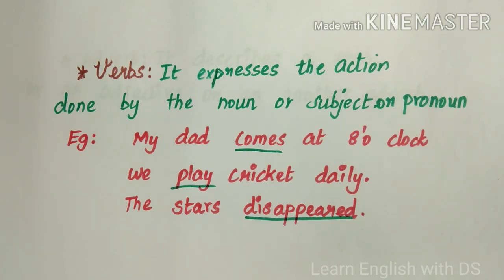The next part is verbs. Verbs are called action words. They express the action done by the noun or subject or pronoun in a sentence. Now look at the examples.